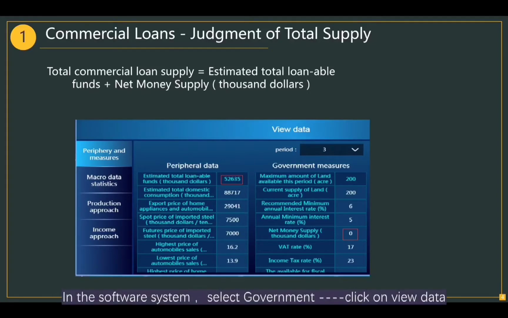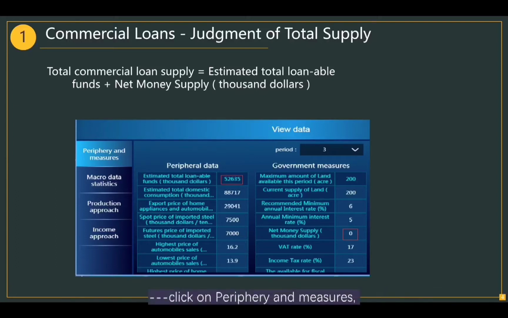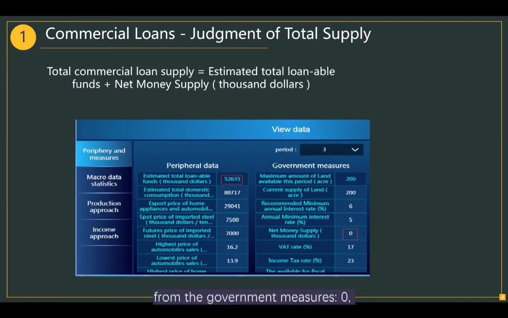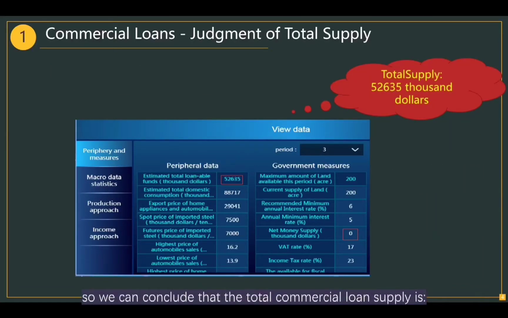In the software system, select Government, click on View Data, click on Periphery and Measures. We can view the total expected loanable funds for the third year in the peripheral data, $52,635,000, and the total new money supply for the third year from the government measures, 0. So we can conclude that the total commercial loan supply is 0 plus 52,635,000, which is equal to $52,635,000.